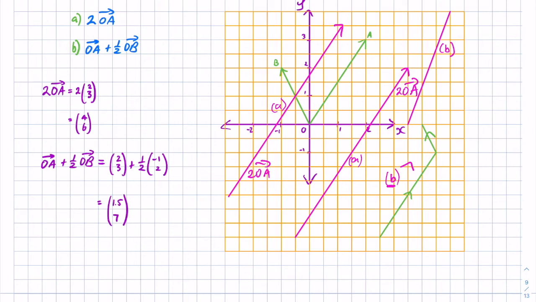So we get 1.5, 7. And if we look at this, remember, that's 1, that's 0.5, and that is 1, 2, 3, 4. What have I done there? Half of 2 is 1, 3 plus 1 is 4. That should be a 4, not a 7. Let's just write that again. So 2 minus half of 1 is 1.5, and 3 plus half of 2, 3 plus 1 is 4. So 1.5 across and 4 up.